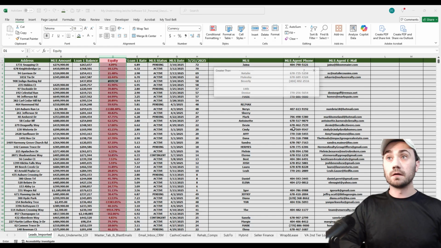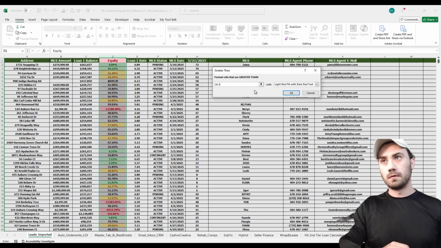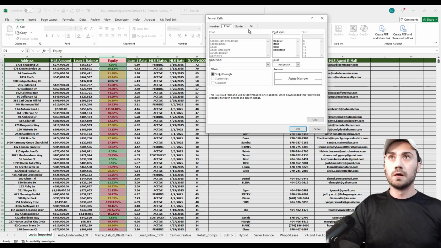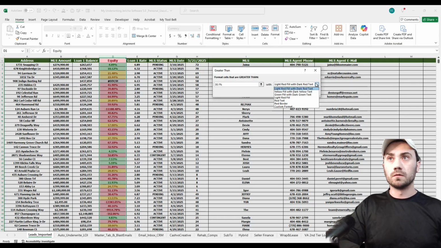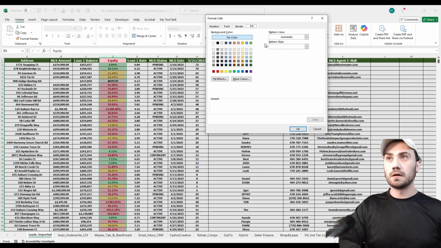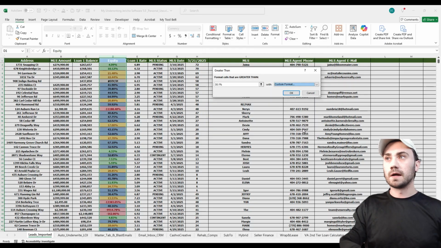Let's highlight the cells that are greater than 30.1%, and we're going to change this to a distinctive color. I think I'm going to choose the color blue. So we're going to come down here on the drop down, and we're going to click on the custom format. Let's go to the fill feature here and select any color that you want. I'm just going to choose blue. Maybe this blue here is sufficient. And when I do that, it's going to now highlight the cells that are greater than a 30.1% equity.